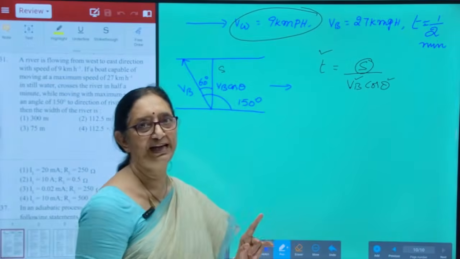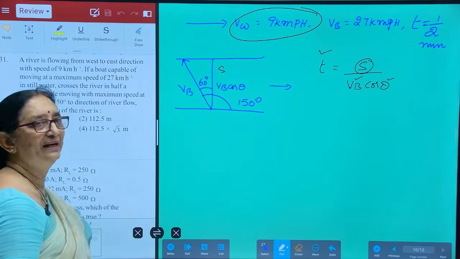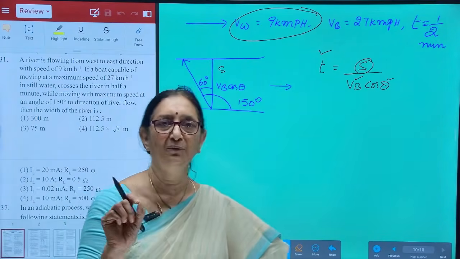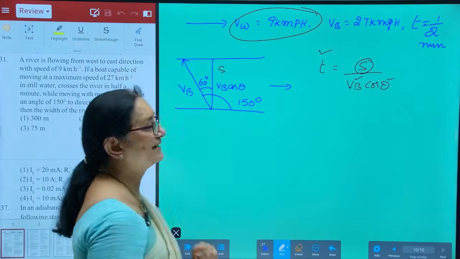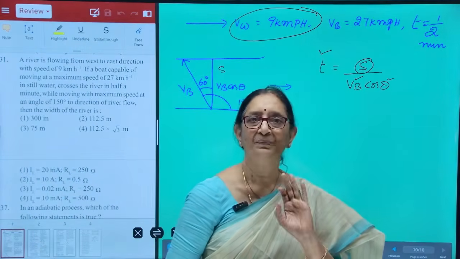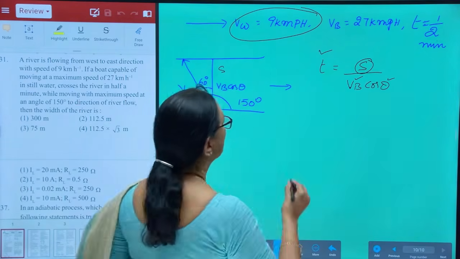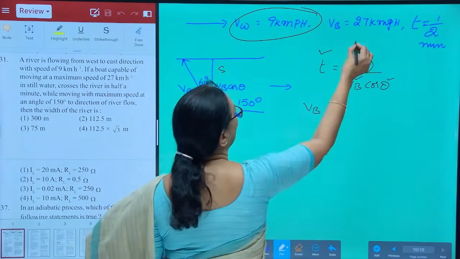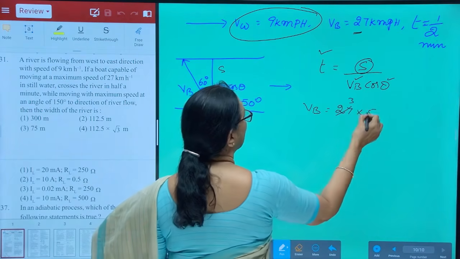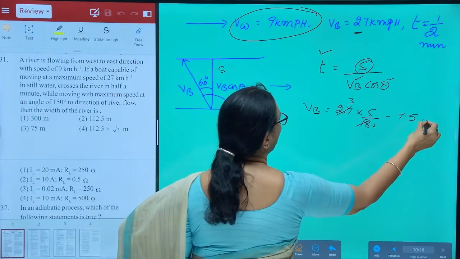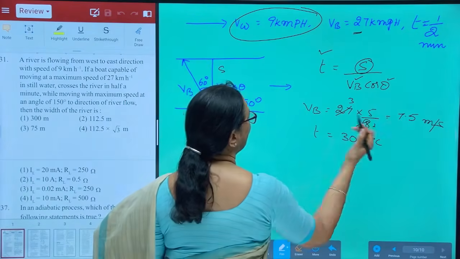But you have to be very careful. Boat velocity is given in kilometers per hour. Time is given in minutes. So, you have to convert that into one system. Look at the options. In the options, distance is given in meters. So, let us convert velocity into meters per second, time also into seconds. So, VB is equal to 27 km/h, 27 into 5 by 18, this is 15 by 2 or 7.5 meters per second. Time is half a minute, that is 30 seconds.